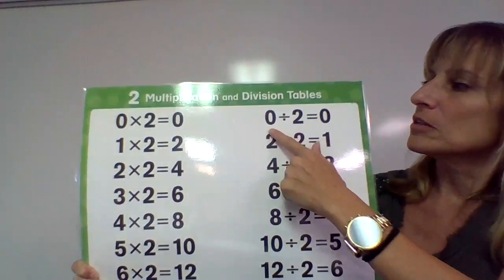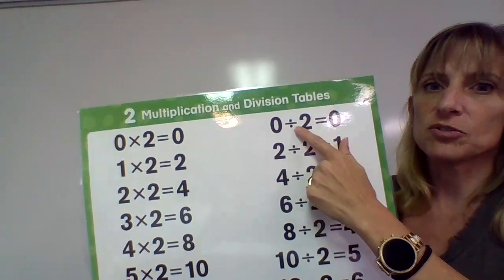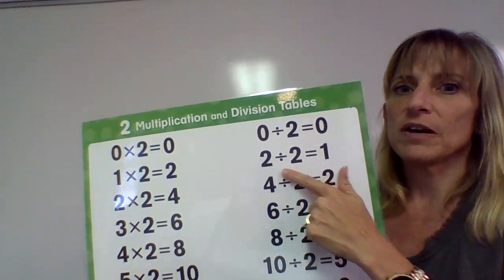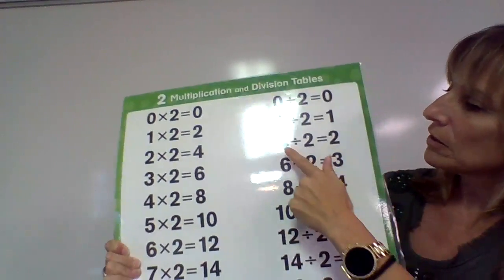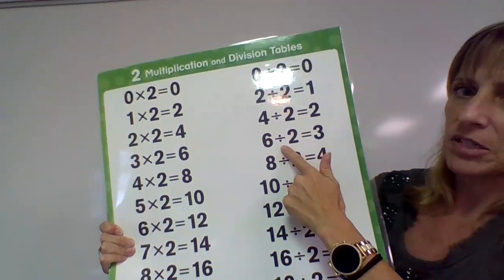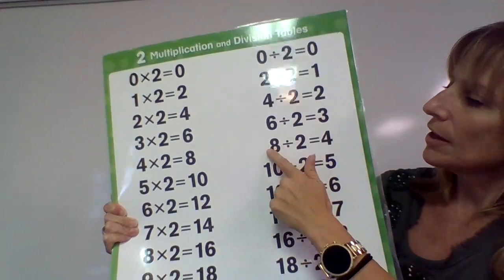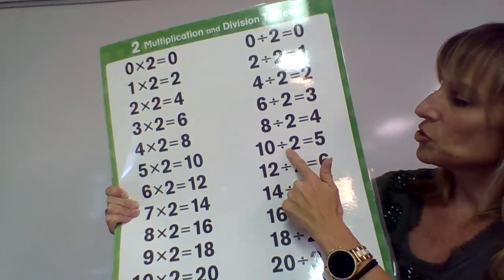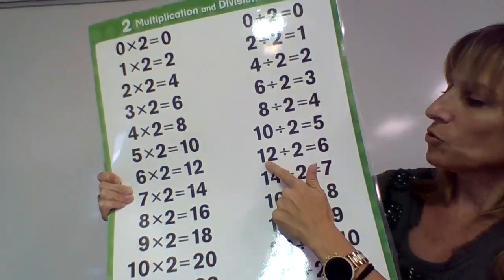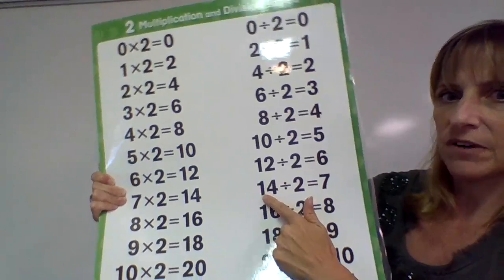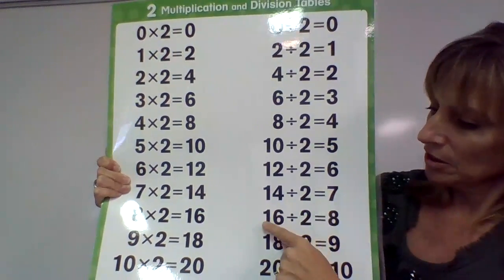0 divided by 2, 0. 2 divided by 2 is 1. 4 divided by 2 equals 2. 6 divided by 2 equals 3. 8 divided by 2 equals 4. 10 divided by 2 equals 5. 12 divided by 2 equals 6. 14 divided by 2 equals 7.